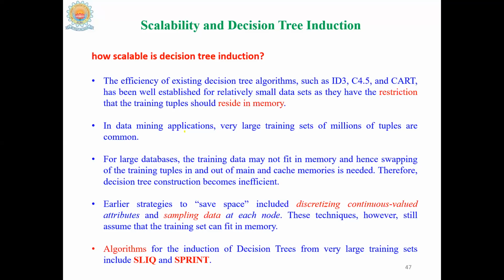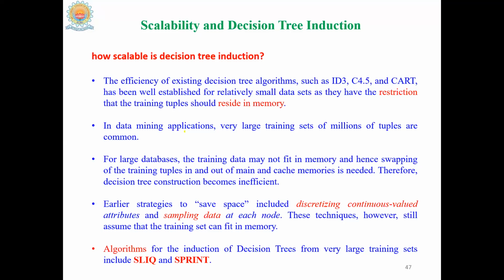So in data mining applications, very large training sets of millions of tuples are common in general. So for large databases, the training data may not fit in memory, and hence swapping of the training tuples in and out of memory and cache memories is needed. Therefore, decision tree construction becomes inefficient in case of larger data sets.